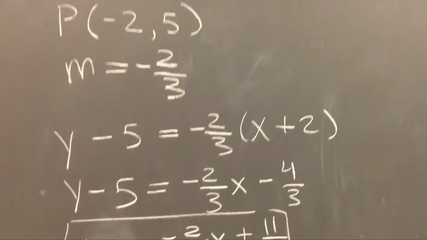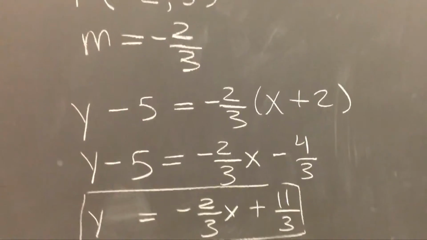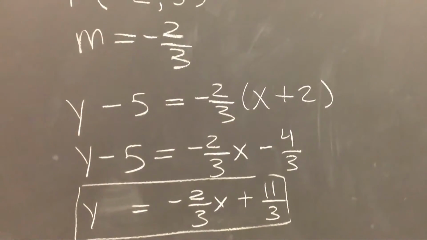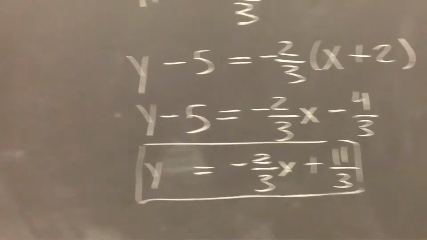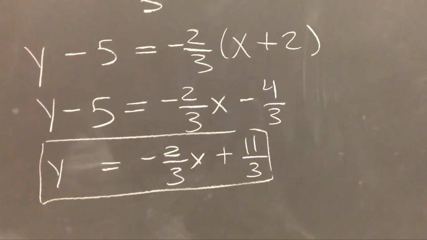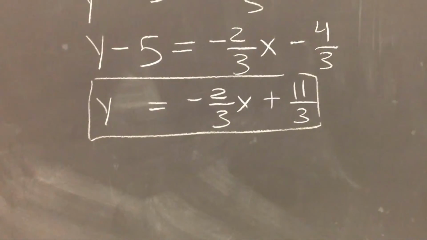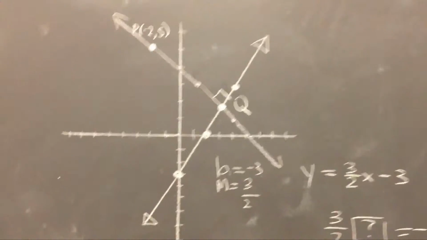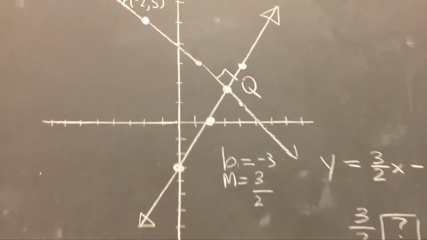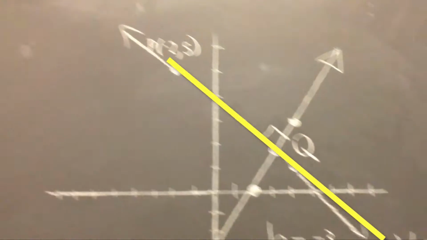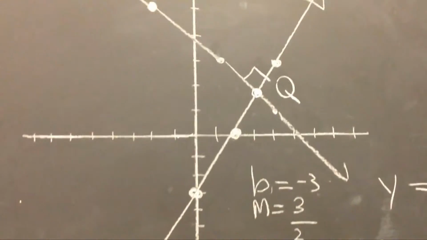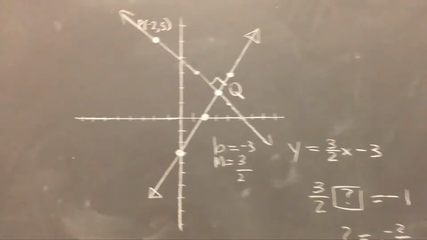Use the distributive property. So negative 2/3 times x is negative 2/3 x. Negative 2/3 times 2 is negative 4/3. Now it's time to add 5 to the other side of the equation. This finally gives me the equation y equals negative 2/3 x plus 11/3. And now what I have is the equation of the line that is perpendicular to the original line. So it's the equation of this line here. All right, well, I still haven't figured out where Q is yet. So that's what we're going to do next. So let me show you how to find Q.